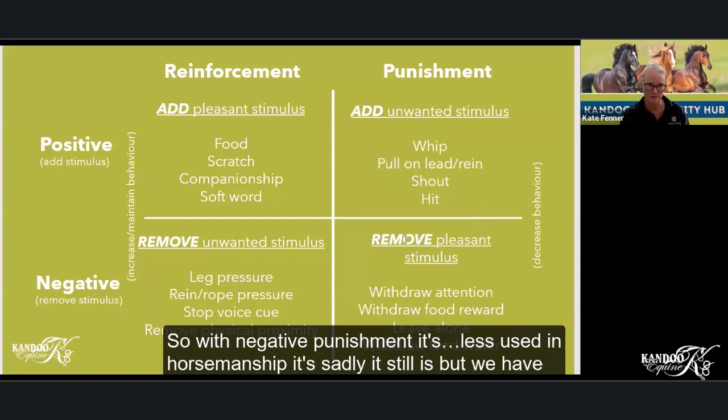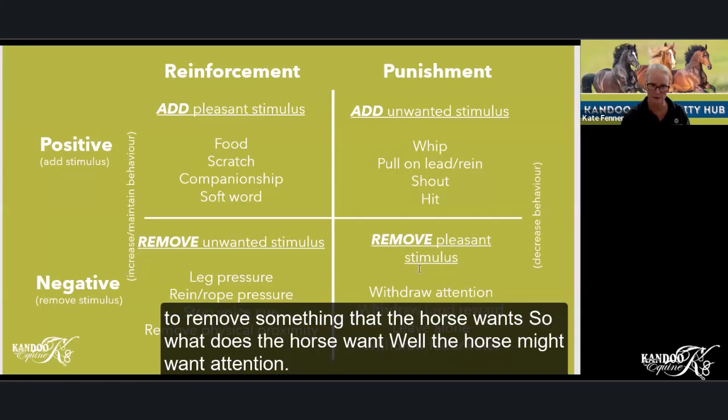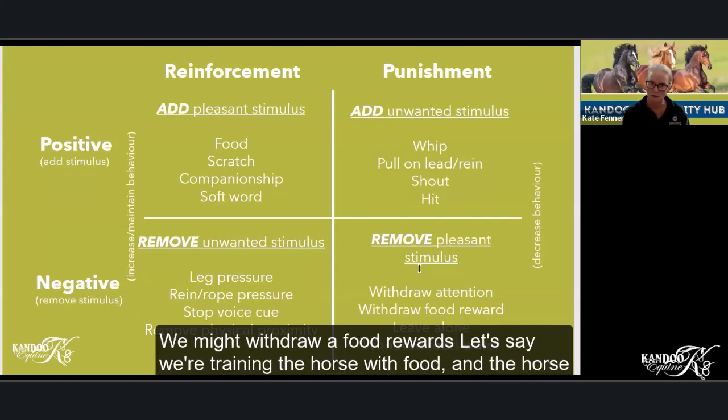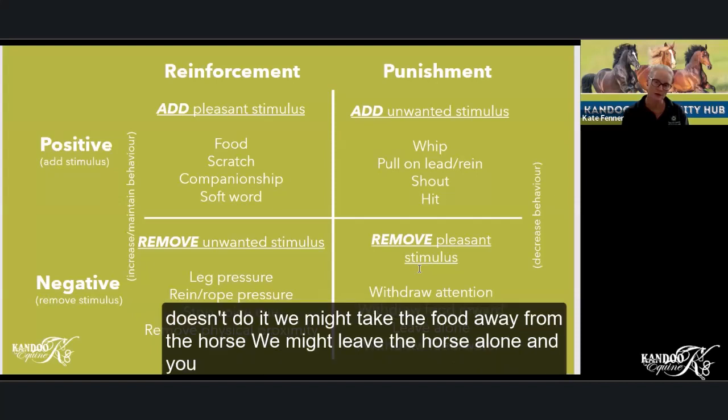So with negative punishment, it's less used in horsemanship, but sadly it still is. But we have to remove something that the horse wants. So what does the horse want? Well, the horse might want attention from us. The horse might enjoy the attention, so we might take that away. We might withdraw a food reward. So let's say we're training the horse with food and the horse doesn't do it. We might take the food away from the horse.